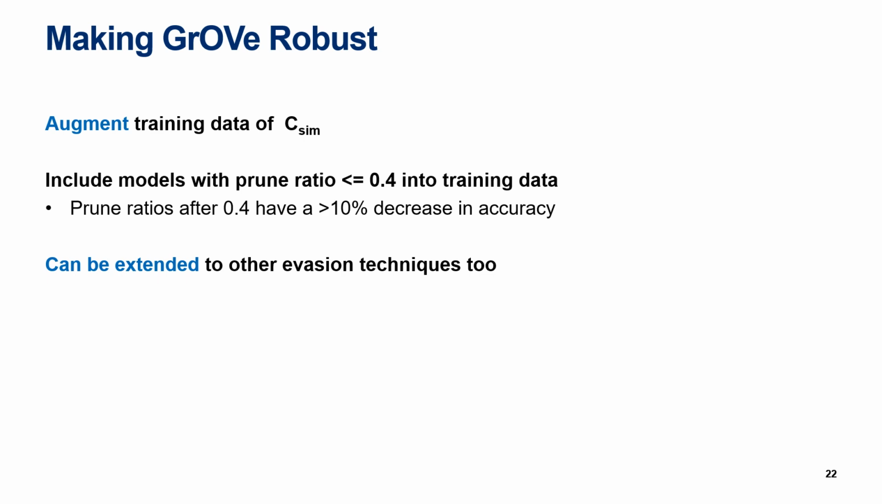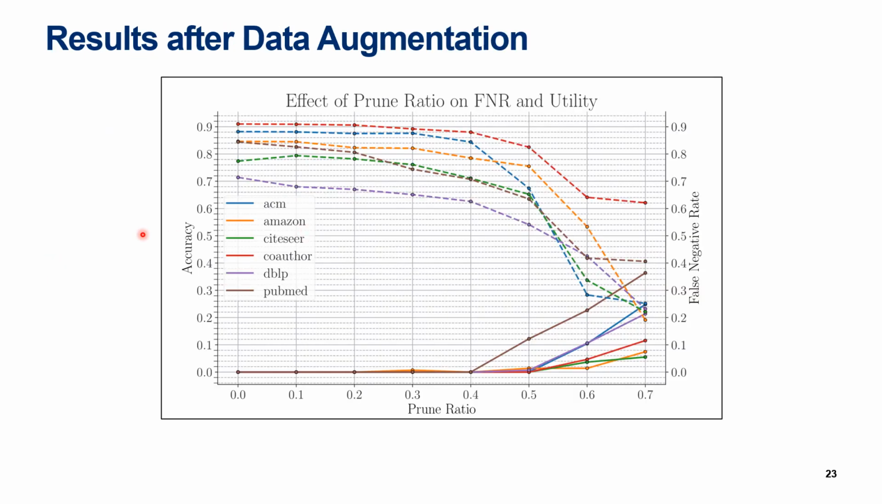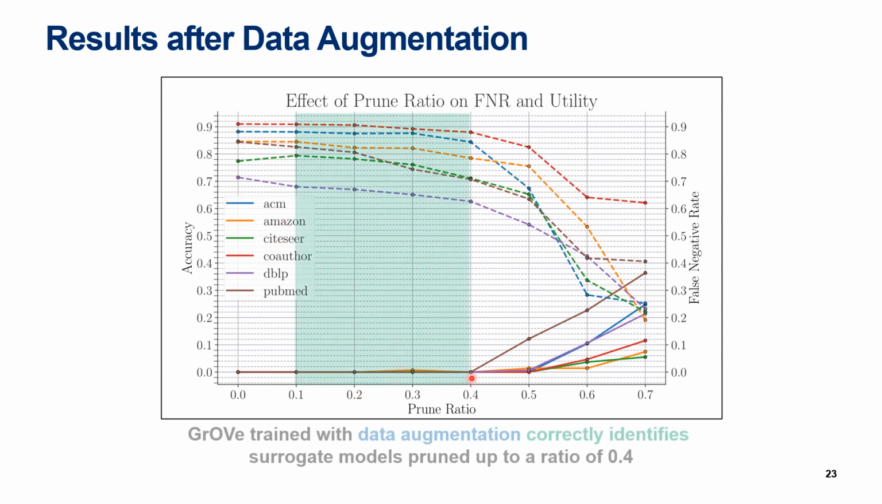After training the similarity classifier using the data augmentation technique we just mentioned, we tested GrOVe against those same pruned models. We found that between a 0.1 and 0.4 prune ratio, all of the surrogate models were correctly identified. For other evasion techniques such as fine-tuning, we refer you to the paper.